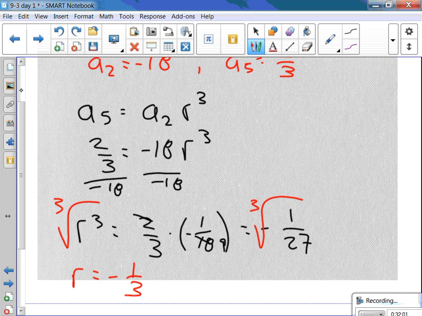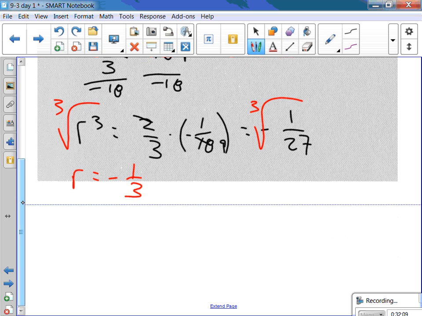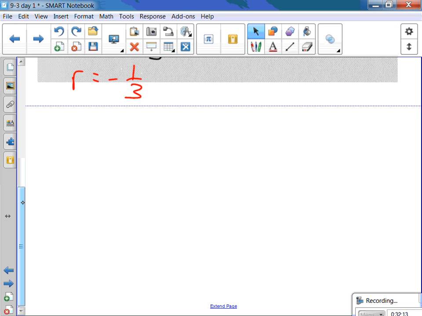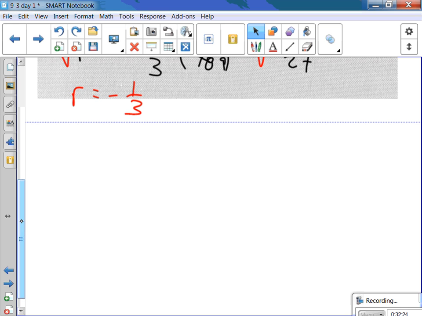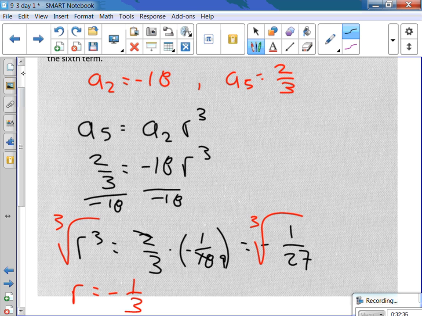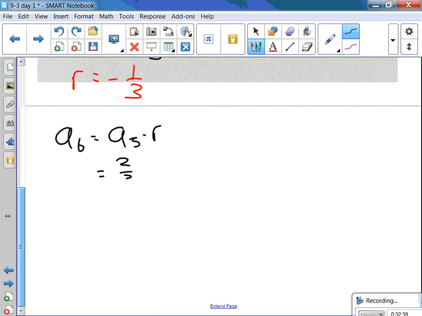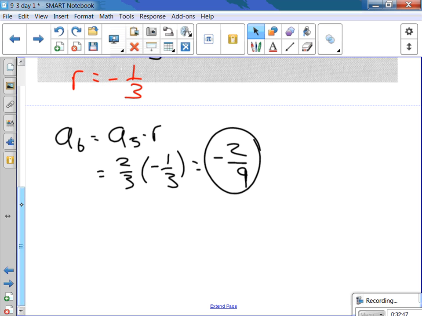What did the problem ask us for? A6. So do I have to construct my formula for the nth term? What do I do then? Absolutely. There's no reason here to come up with a sub n. All they asked us is what is a6, and we know that's just the fifth term times r. 2/3 times negative 1/3. So here we come up with our sixth term, negative 2 over 9. Questions? Again, this is pretty much the same thing as our arithmetic sequences, but instead of adding a difference, we're now multiplying by that common ratio. All right, folks.